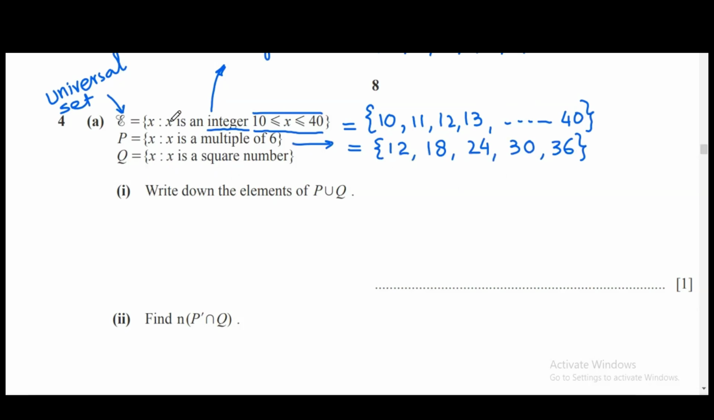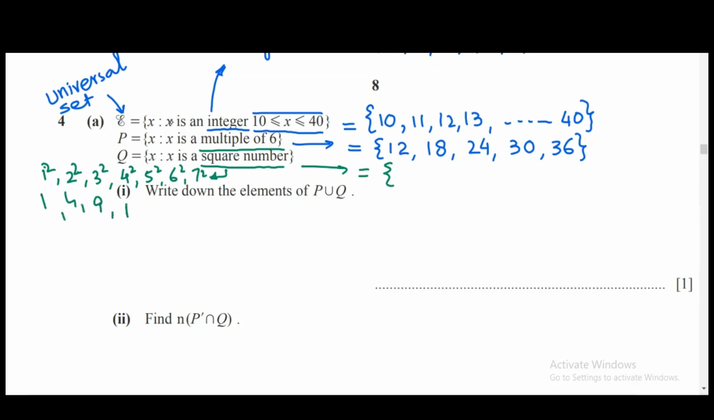Now, square numbers. What are the square numbers? 1 square, 2 square, 3 square, 4 square, 5 square, 6 square, 7 square, and so on. But you have to take the square numbers within the range. 1 square is 1, 4, 9, 16, 25, 36, 49. Within the range, the square numbers are 16 till 36. So the square numbers are 16, 25, and 36.